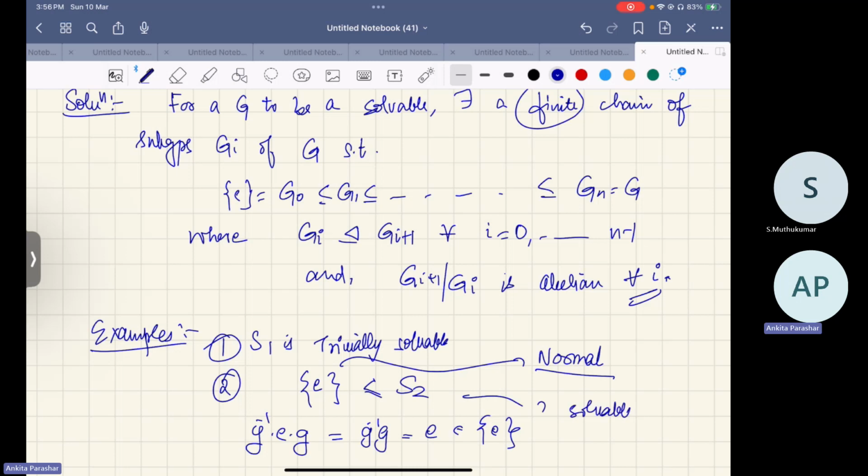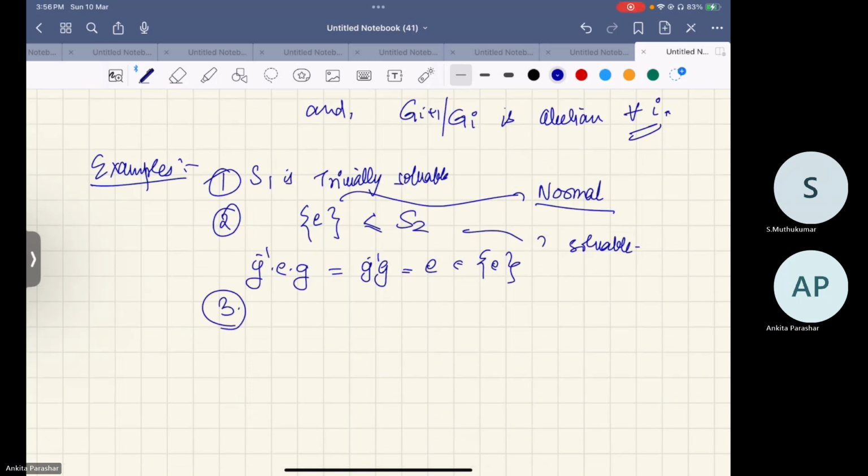What about S3? S3 is not solvable. Is it non-solvable? Why? Can you prove that? I told you, proving something is non-solvable is hard. Maybe you can quickly check whether there is such a chain of normal subgroups or not.